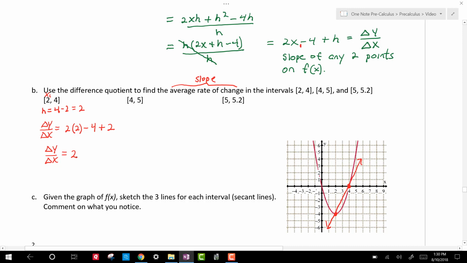And you're probably sitting there asking yourself, why did we do all that? Couldn't we just find it from the graph? Yes, you could, but it's not always easy to find from the graph. And you'll find out why in just a minute. So let's do another one.